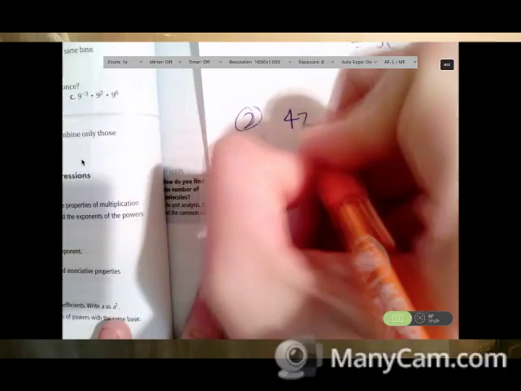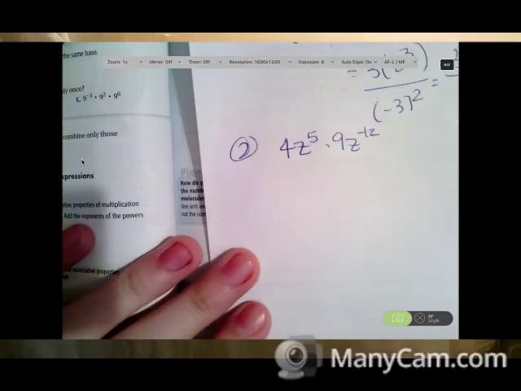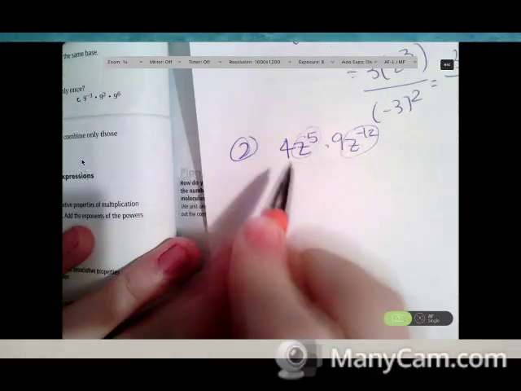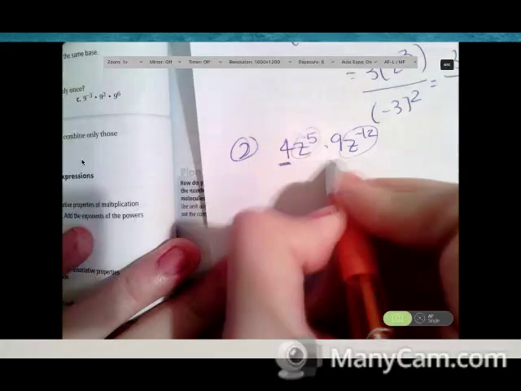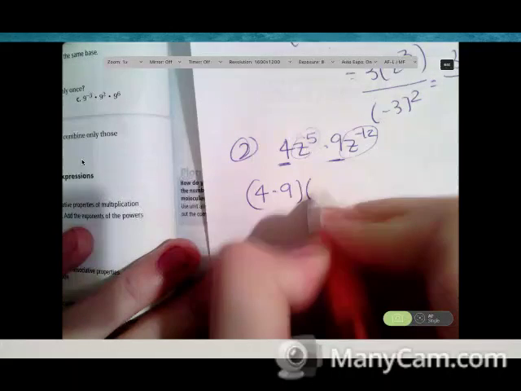All right, so for this problem, I want to know what is the simplified form of 4z to the 5th times 9z to the negative 12th. All right, so the book shows you a little bit differently. So these are both z's, right? Both z's. So now what I want to do first is multiply my constants together. So I'm going to do 4 times 9. I'm going to multiply that by z.